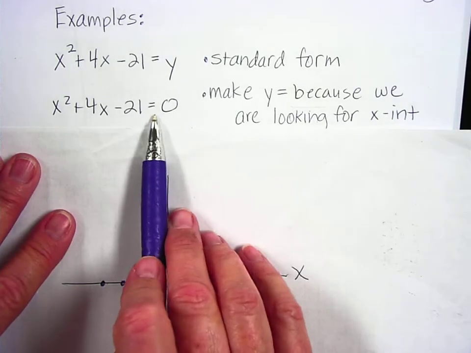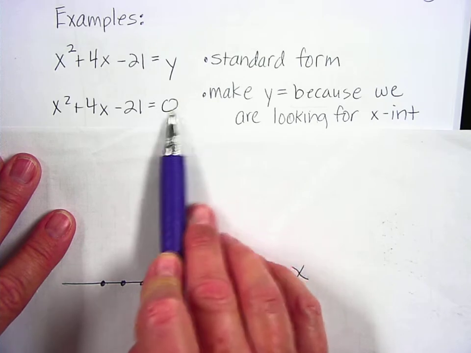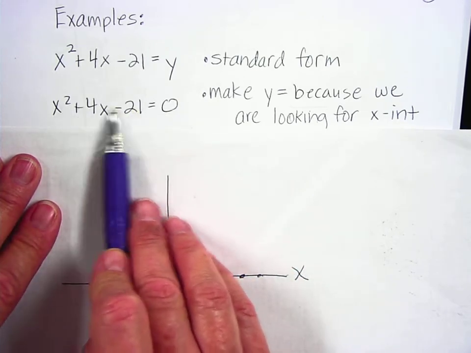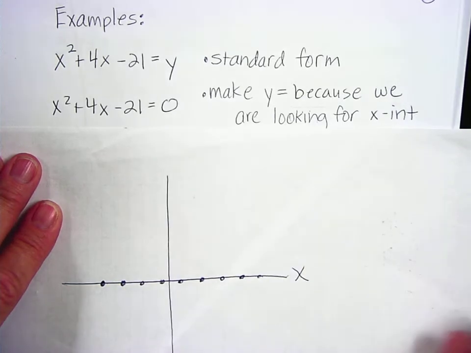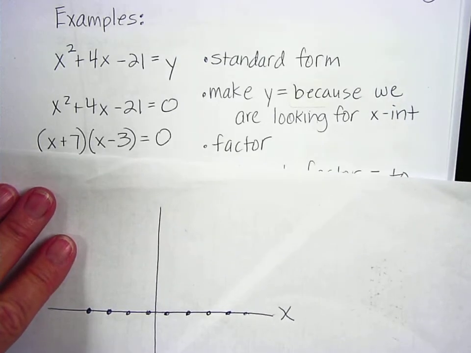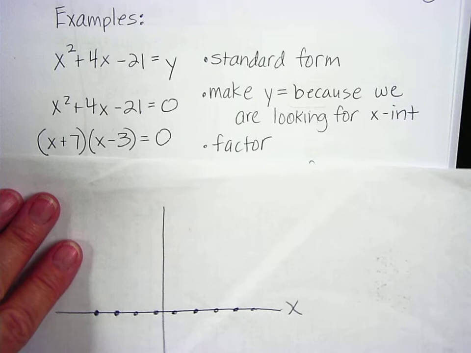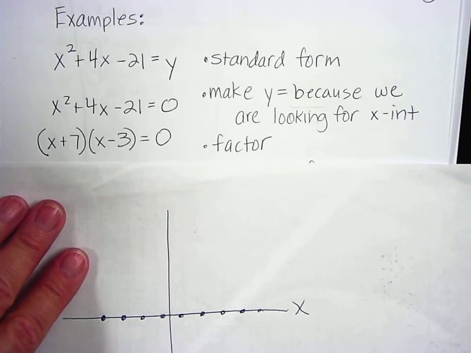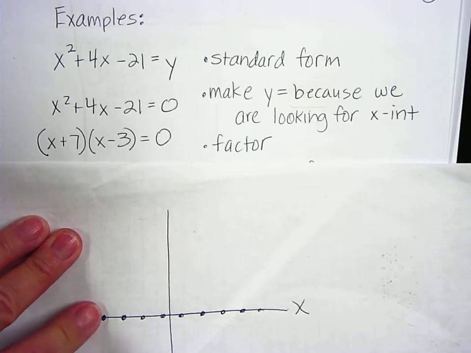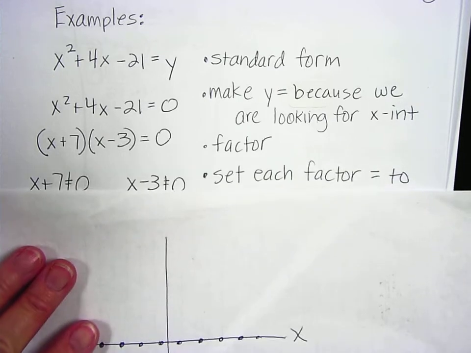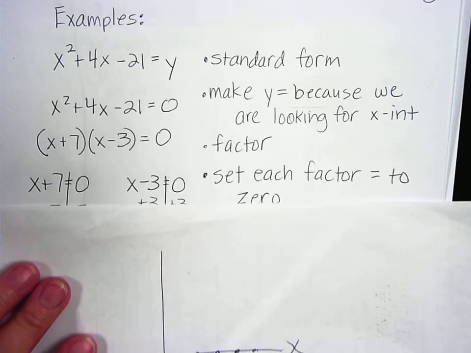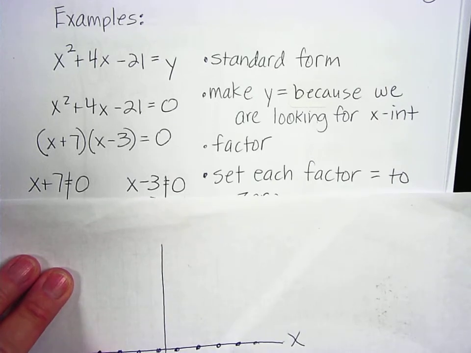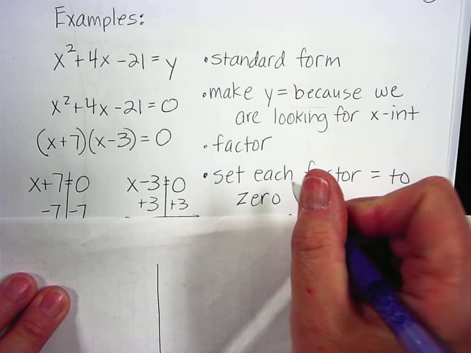So it makes sense in our equation to make y equal 0, and then we're looking for the values of x that make y equal to 0. Now, once it's in standard form and y is equal to 0, we're going to factor it. We can do that. Go through your menu, go through your steps. This next step is set each factor equal to 0. We talked about that before. We're using the zero product property here.